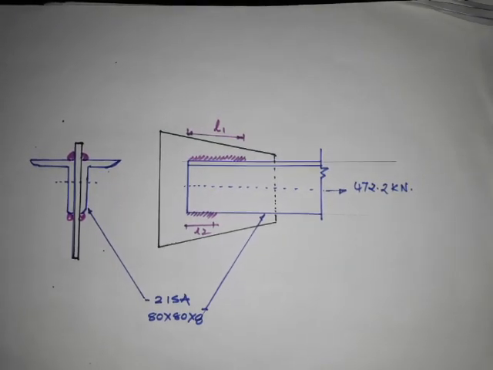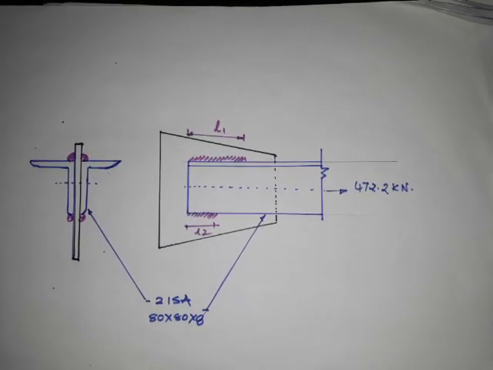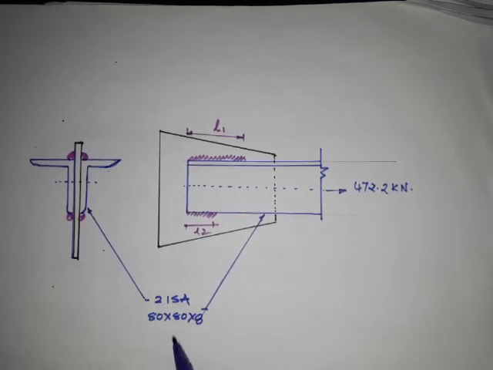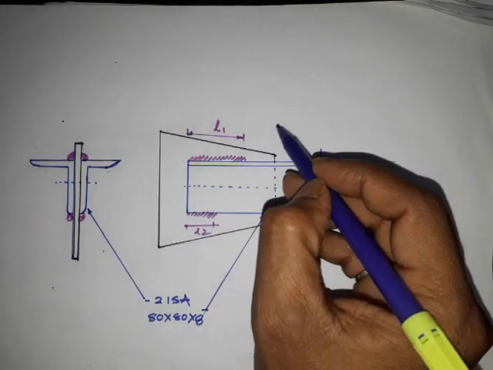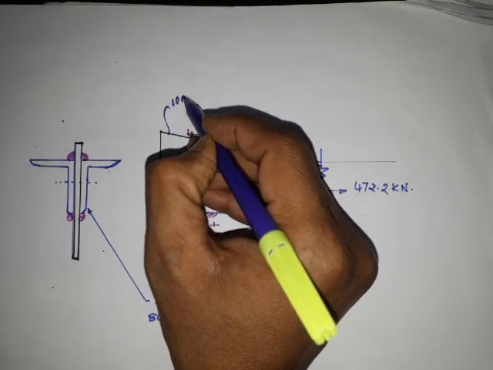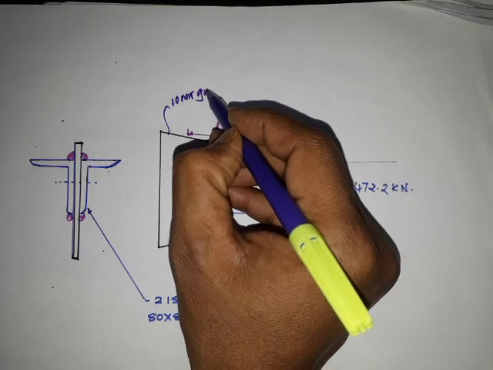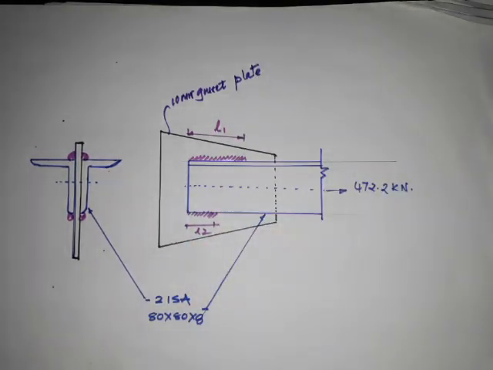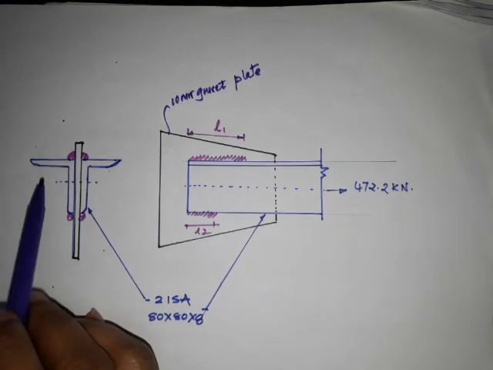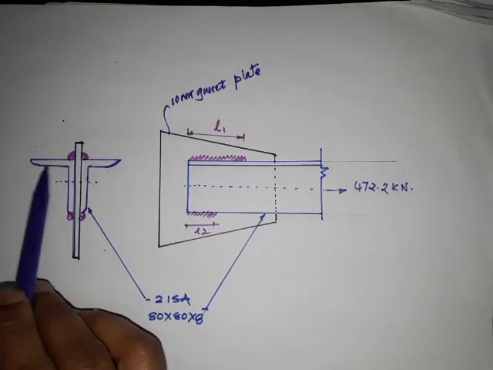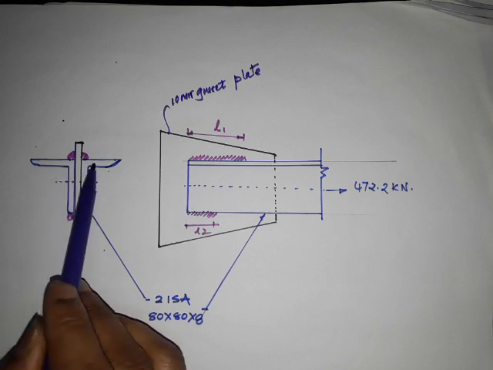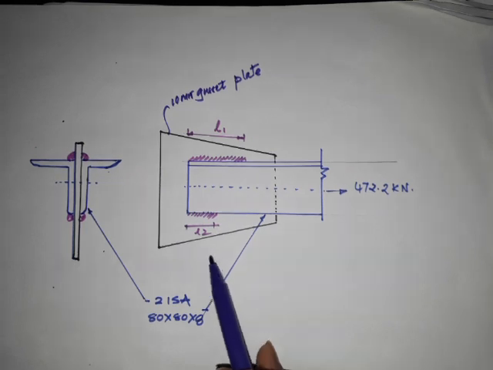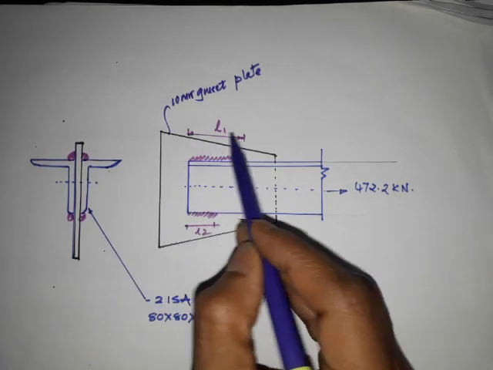As I told you, we have provided two angles back to back. So 2 ISA 80 by 8 with this 10 mm gusset plate. So here we are going to provide two angles, 2 ISA 80 by 8 back to back with a 10 mm gusset plate. And the next is we have to design this connection, L1 and L2.